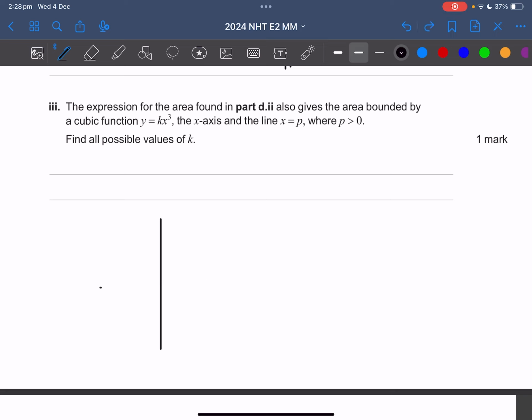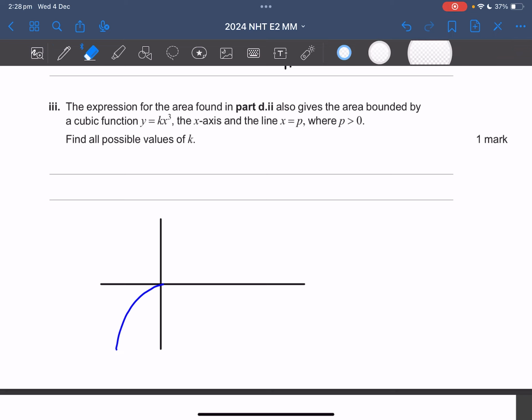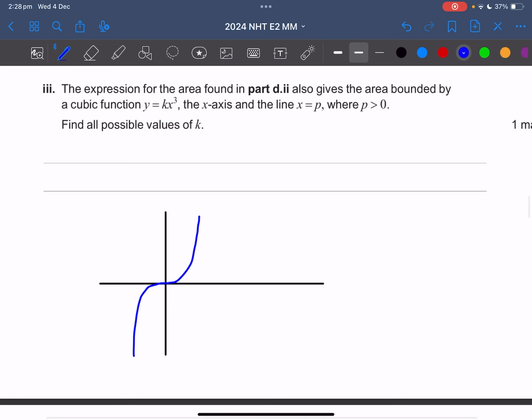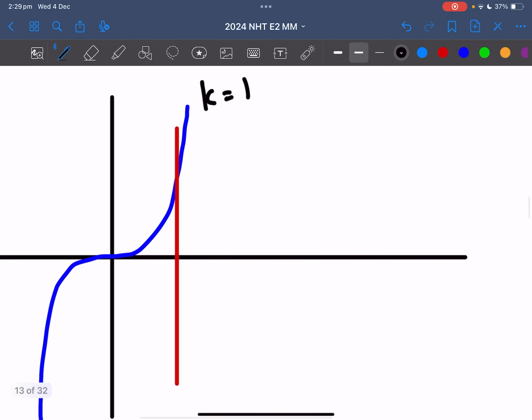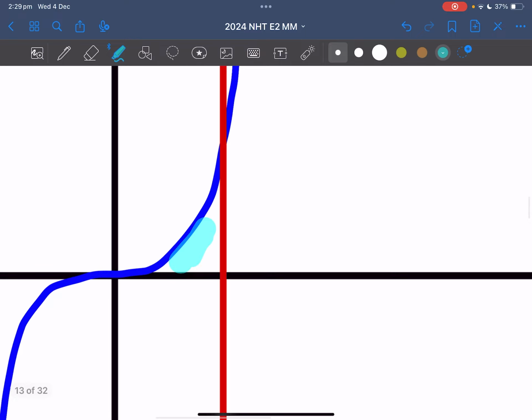So, okay, draw a straight line. If I were to draw this graph, and let's say that this is my y equals p, right? So let's say when k equals 1, this is going to be it. As you can see, we are looking at this area over here.